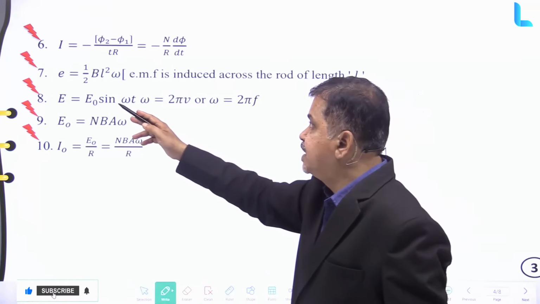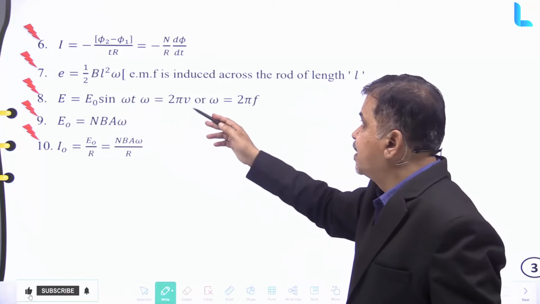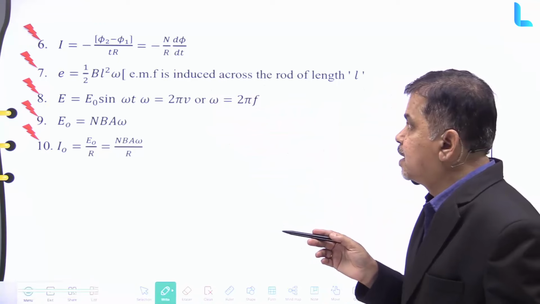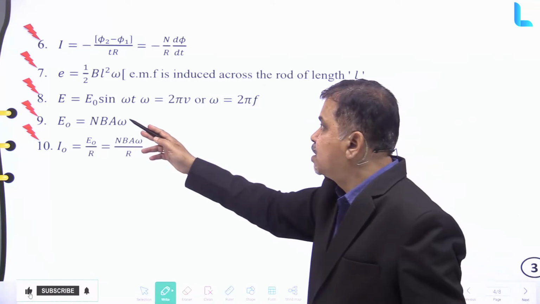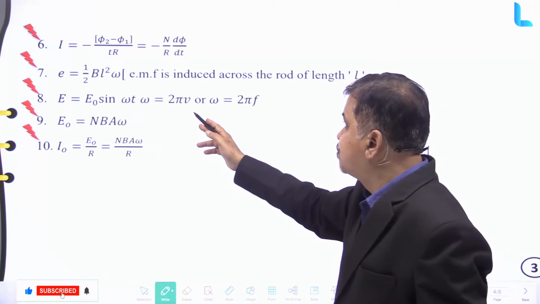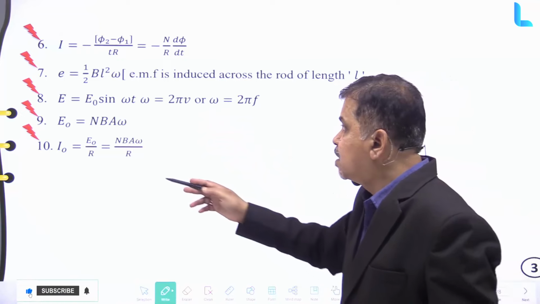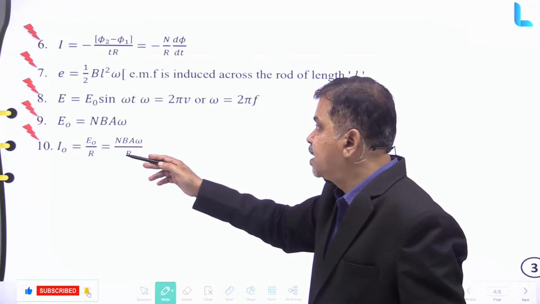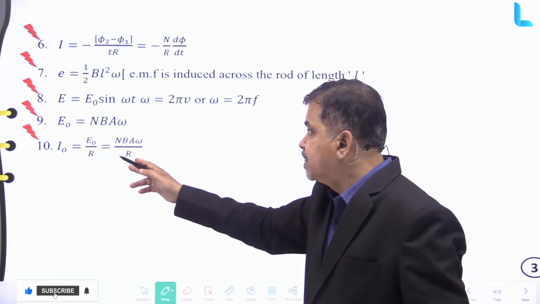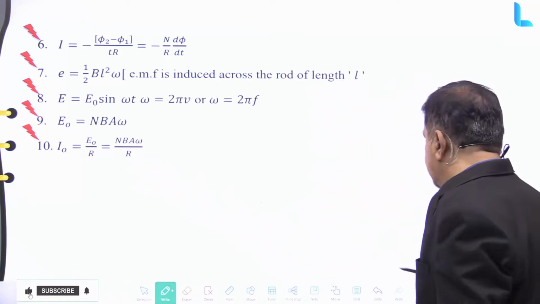The induced EMF E equal to half into B L square omega, where the EMF is induced across a rod of length L, and E equal to E naught into sine omega t, where omega is equal to 2 pi f. E naught equal to NBA omega, and I naught equal to E naught divided by R, which is further equal to NBA omega divided by R.